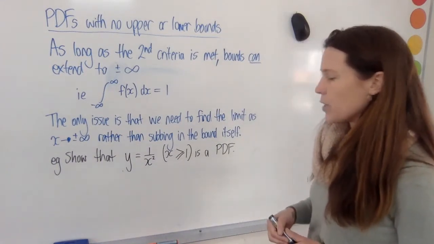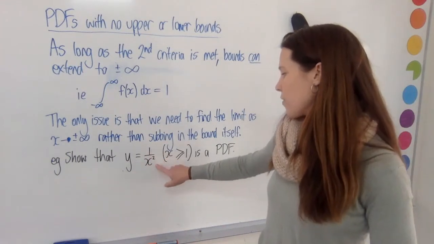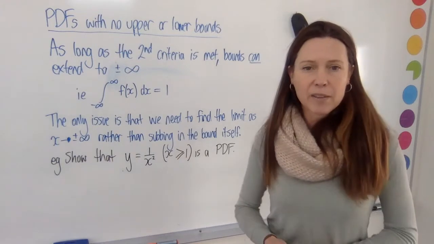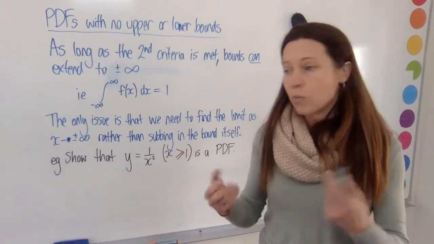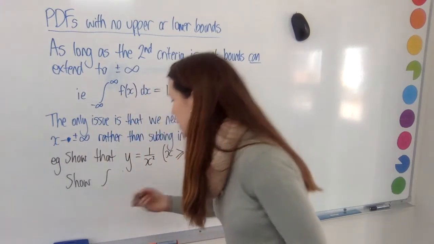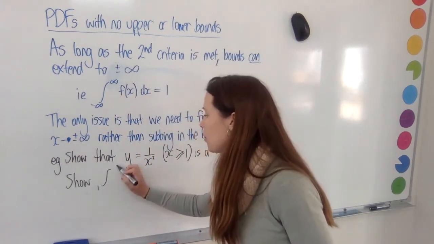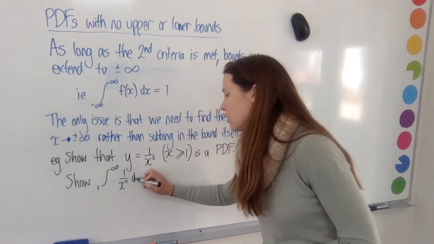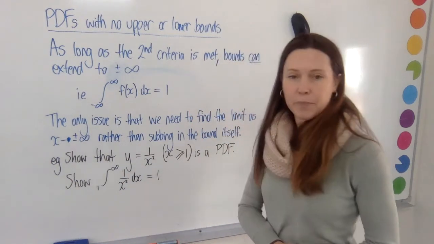So an example here, we need to show that y equals 1 over x squared, where x is greater than or equal to 1, is a PDF. Now, how do we do that? Well, we need to basically show that if we take the integral from 1 up to infinity of this curve, it needs to equal 1.